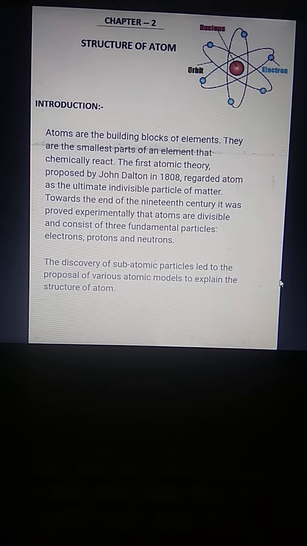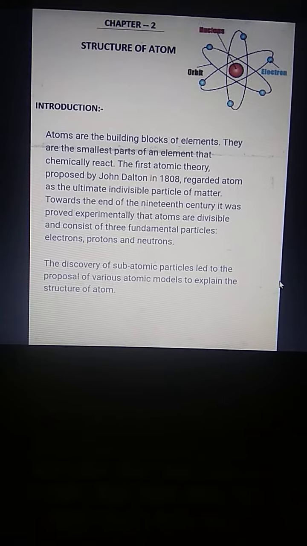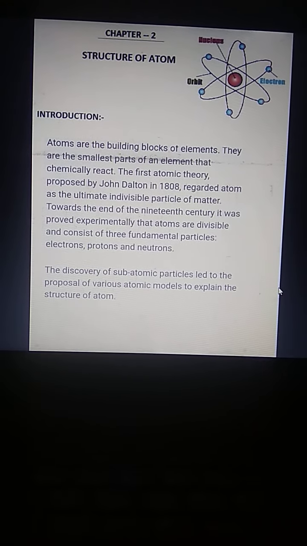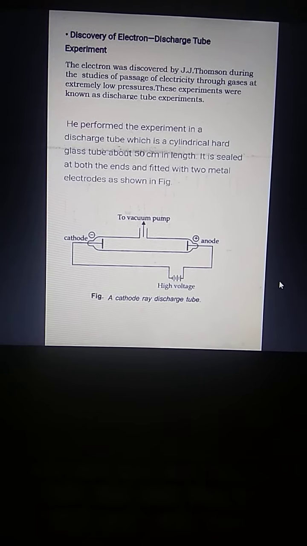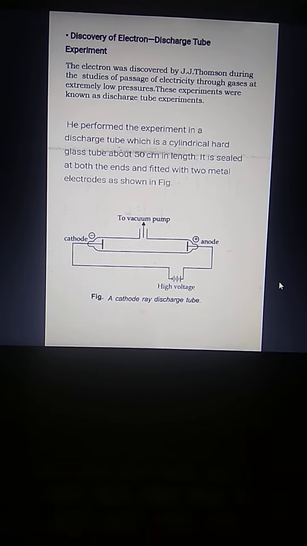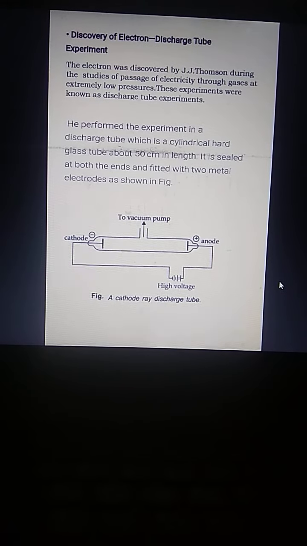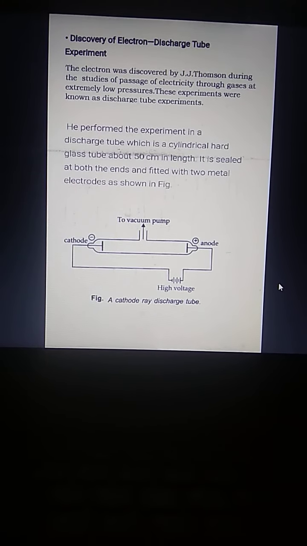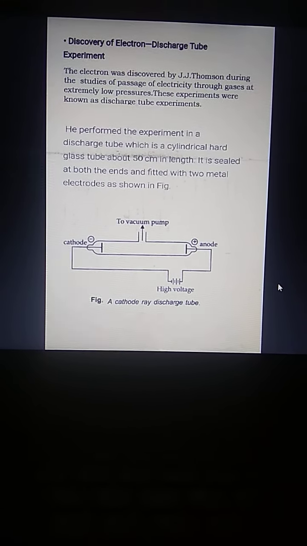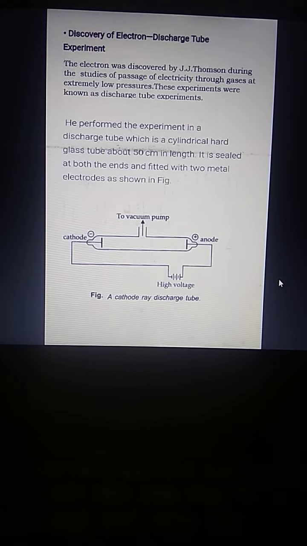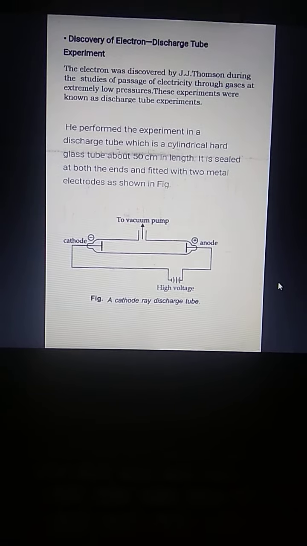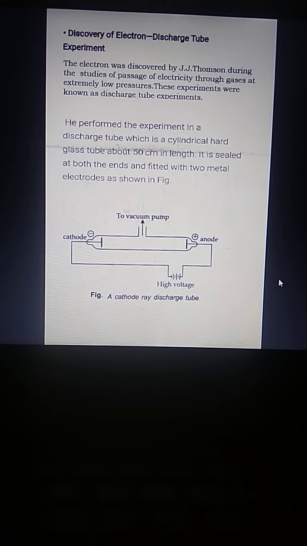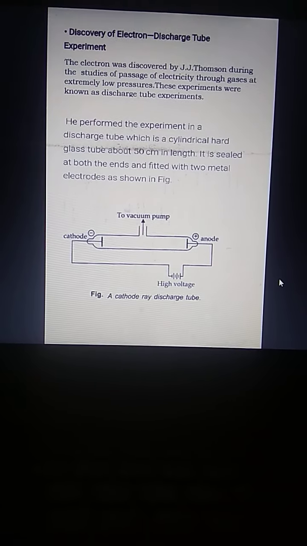So which are the discoveries which led to the development of these three fundamental particles? Now we'll study about that. First is the discovery of electron. The discovery of the electron was given by the discharge tube experiment. J.J. Thomson performed the discharge tube experiment and he proved the existence of the electron, which showed that atom is divisible, and the first fundamental particle of the atom which was discovered was electron.